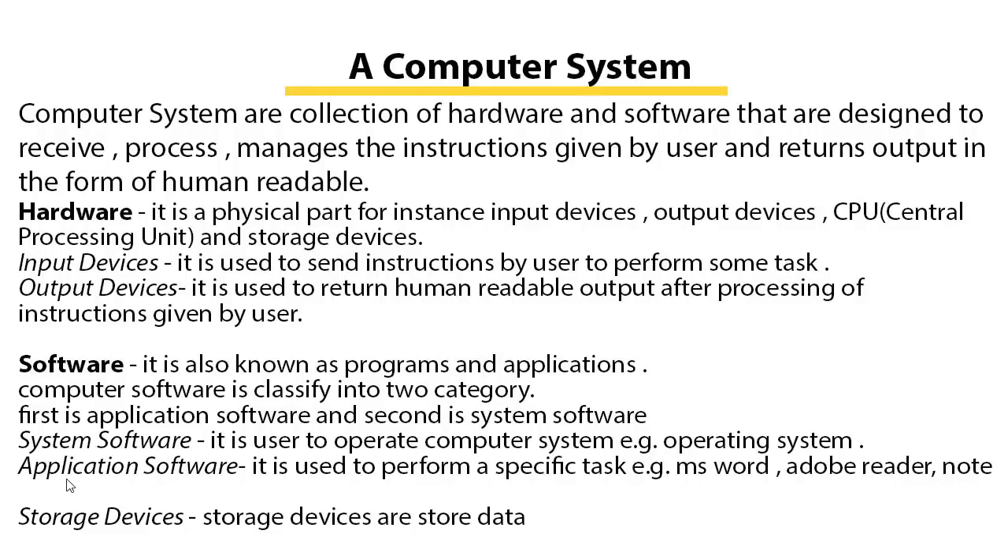Then comes your application software. It is used to perform a specific task, for example MS Word, Adobe Reader, Notepad, etc. So the application software are the software that you have to get installed in your computer and then you can use it, like your MS Word, your Adobe Reader. These are your application software. These are actually small programs that you can use to complete the task that you are performing to get the output.